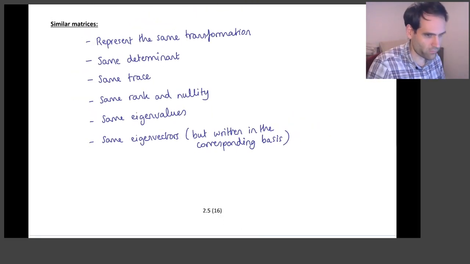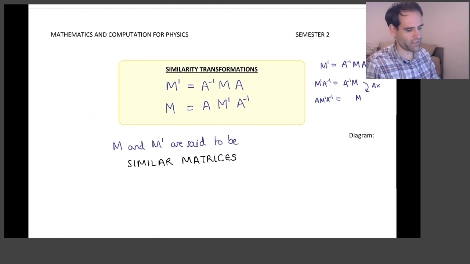Okay, so this was it. These are similarity transformations, and two matrices are similar matrices when they represent the same transformation in different bases.